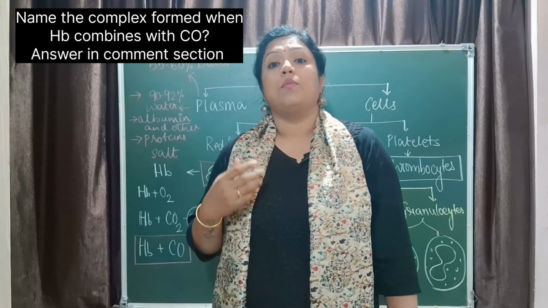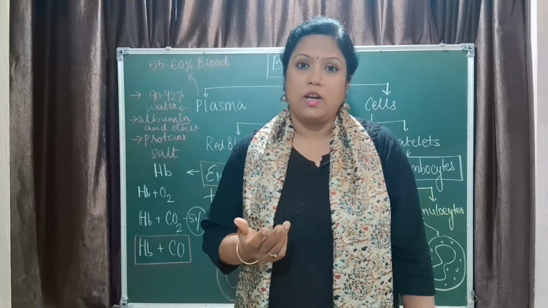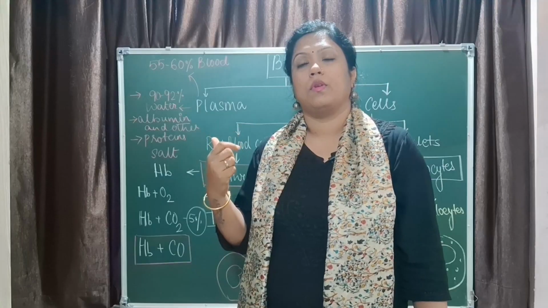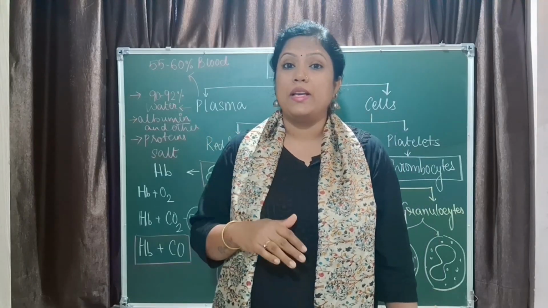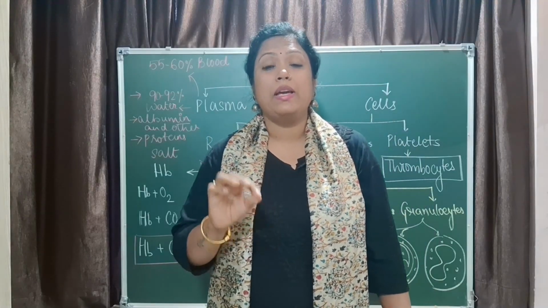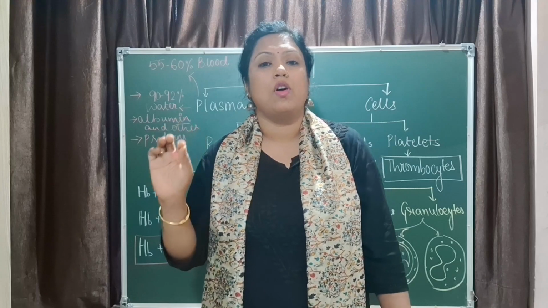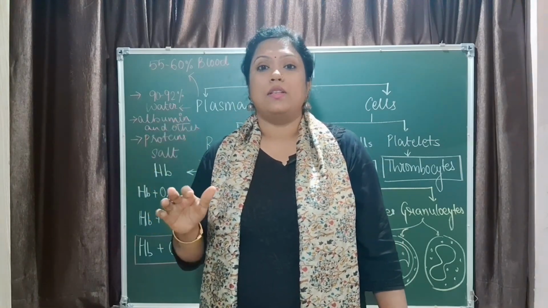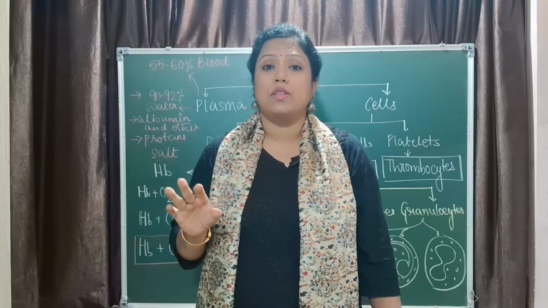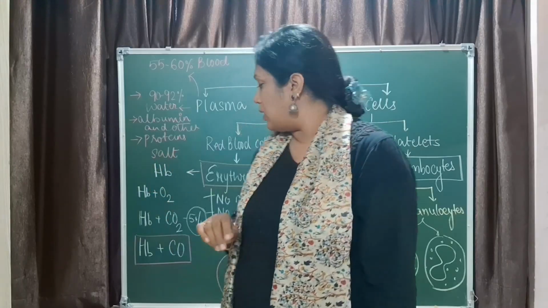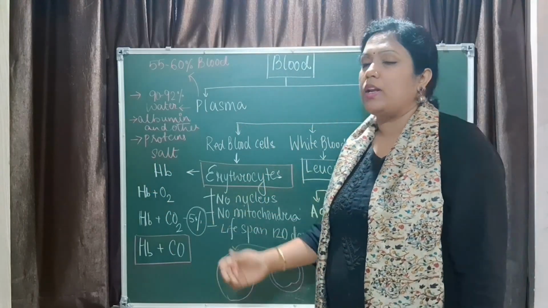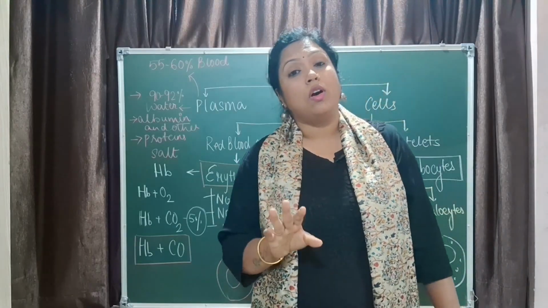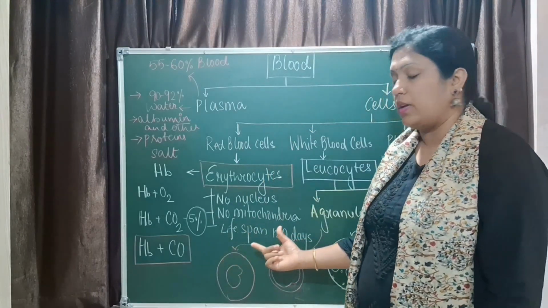So if there is more carbon monoxide in the atmosphere, it combines with our hemoglobin, making it unavailable for oxygen transportation. Hence, we suffer from fatal symptoms. So, carbon monoxide poisoning is fatal for human beings. Right? Now, when you talk about erythrocytes or RBCs, RBCs do not contain a nucleus, nor do they contain mitochondria.